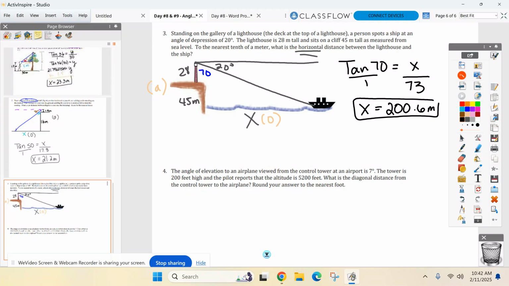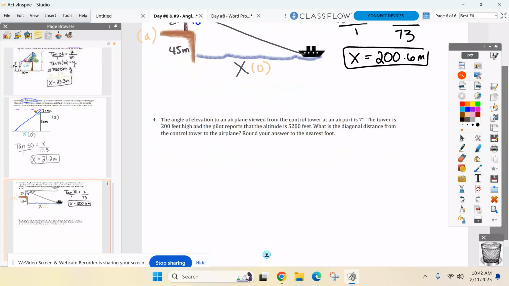Questions? This is my favorite time right now. I'm going to come around and watch you do number 4. There is one word here you might not be familiar with, where it says the pilot reports that the altitude of the plane is 5,200 feet. That's ground to plane. So if you've got your plane here, your ground's down here. From ground to plane is 5,200 feet.